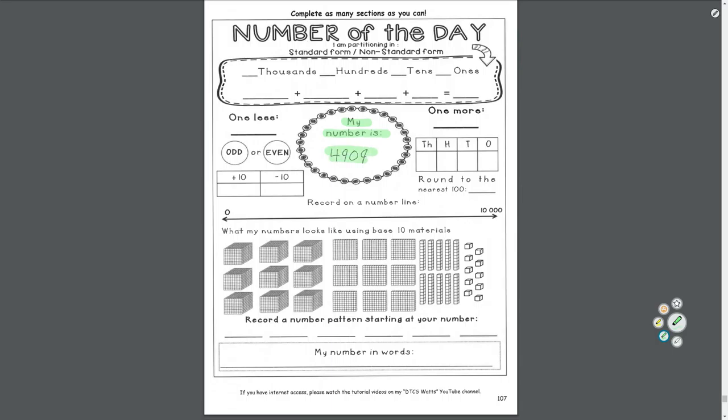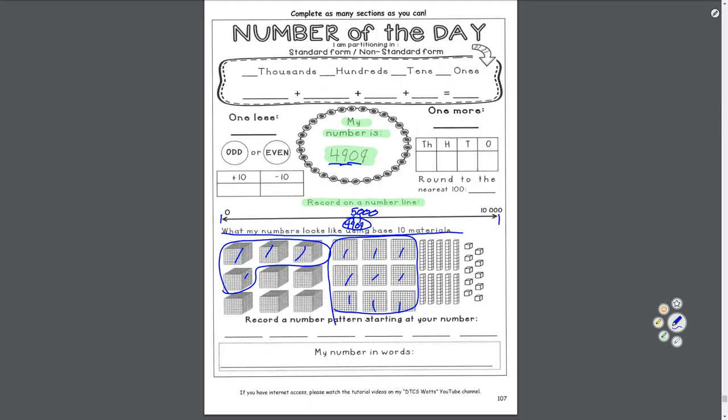My number is 4,909. Record on a number line. Where's it gonna go? 0, 10,000, right in the middle is 5,000. Oh, that's very close to 4,909. Probably right there. 4,909, put a bubble on it. Okay, what my number looks like using base tens. 4,000s, 1, 2, 3, 4, put a bubble on it. 900s, 1, 2, 3, 4, 5, 6, 7, 8, 9, all of them. Bubble, bubble, bubble. 0 tens, don't touch it. 9 ones, 1, 2, 3, 4, 5, 6, 7, 8, 9, bubble.